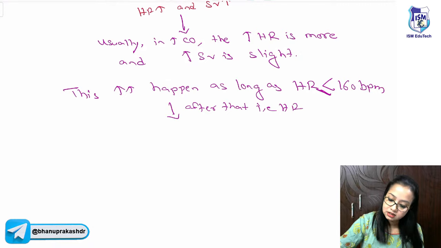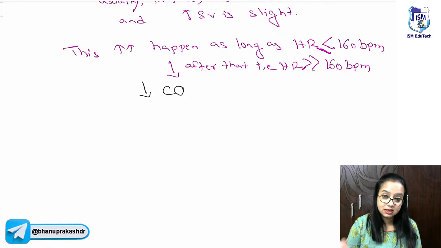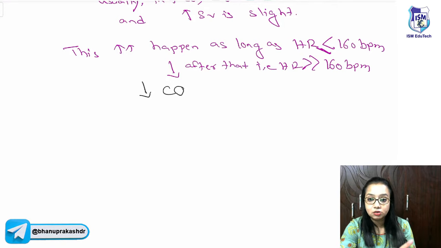After that, when the heart rate is greater than 160 beats per minute, what will happen? There will be a decrease in the cardiac output. This is what is stated by the Frank-Starling law: until a certain heart rate, there will be an increase in the pumping of the heart. As the heart rate increases, the heart pumps faster and more blood is pumped out. But as soon as that physiological limit is crossed, the cardiac output will decrease because the heart cannot pump more blood to the periphery. So, once the heart rate is greater than 160 beats per minute, the cardiac output starts falling.